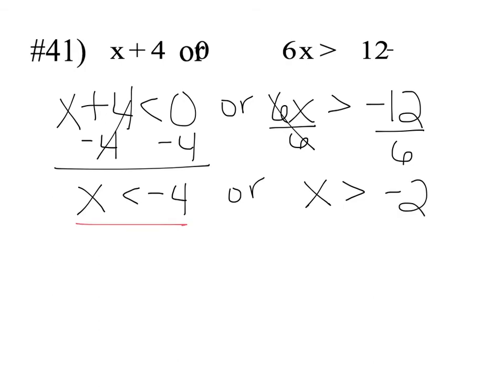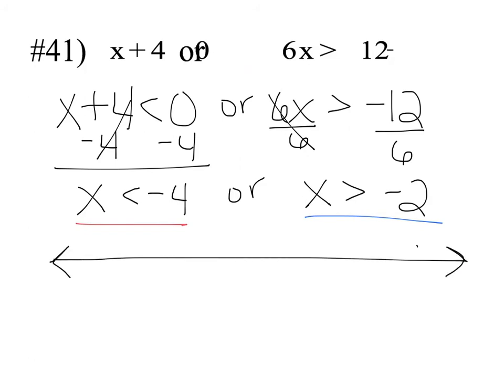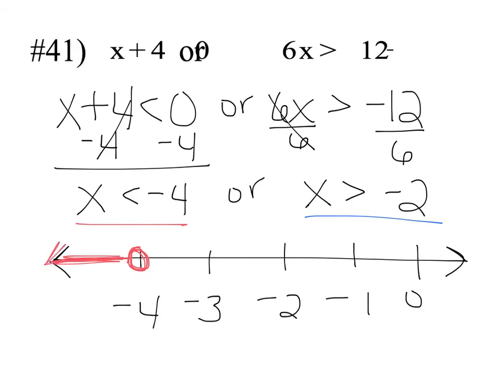So again, we're going to color code red and blue. So I have, here I'm going to go 0, negative 1, negative 2, negative 3, negative 4. Notice I went in the opposite direction because we're talking about negative numbers. So with red, x is less than negative 4. Shade the direction of the arrow. Use your parenthesis because we're just talking about less than. Blue, x is greater than negative 2. Shade the way the arrow is because our variable's first.